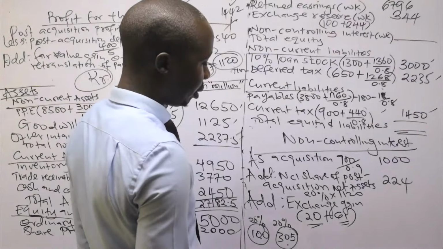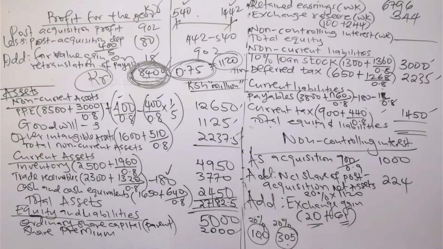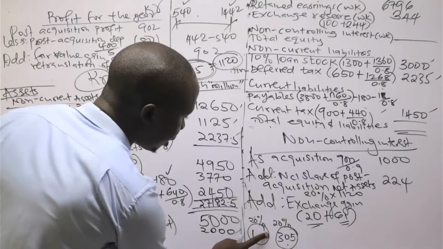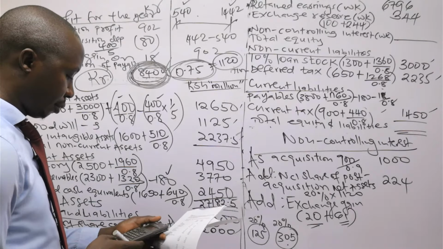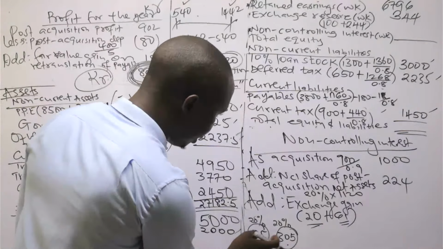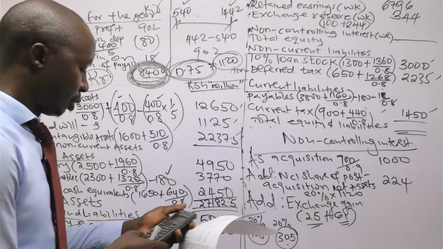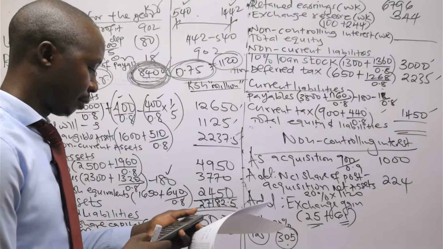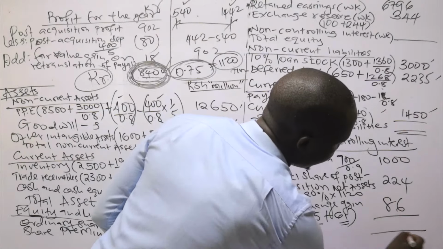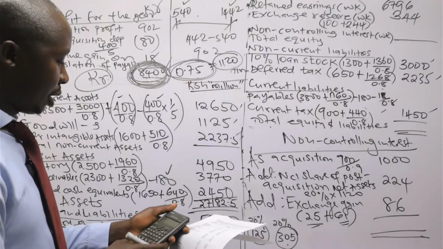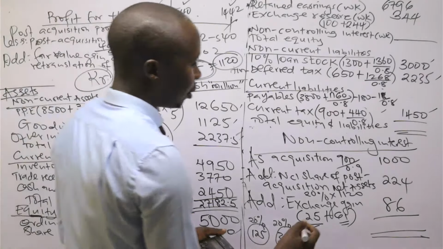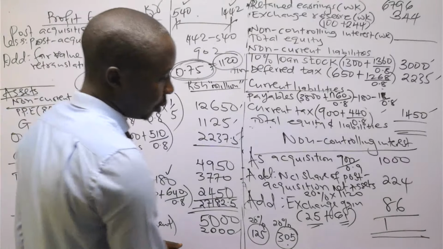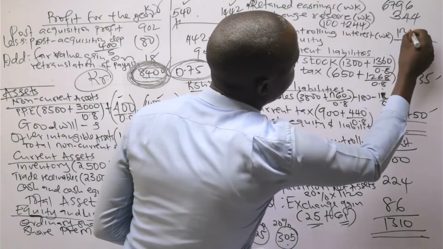So this one gives me a value of which, this one was 125, not 100. So it was 125. So 20% of 125. This one is 25, not 20. So 25 plus 61. So this is 86. So 1,000 plus 224 plus 86. You get 1310. So 1310, that is what you are going to record there.